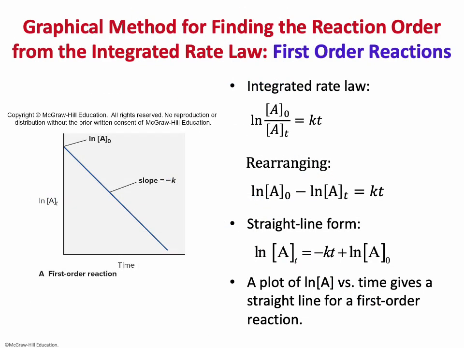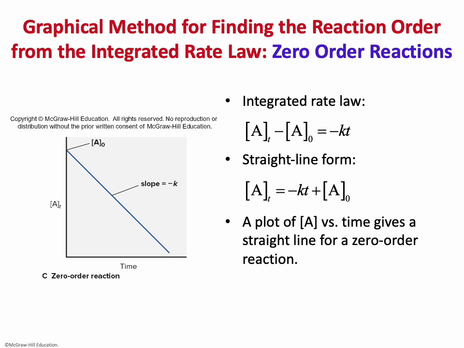So here's what first order kinetics would look like graphically. So this is what the graph would look like. If we make a graph of ln At over time, it would give us a straight line, and the slope is going to be equal to minus k.